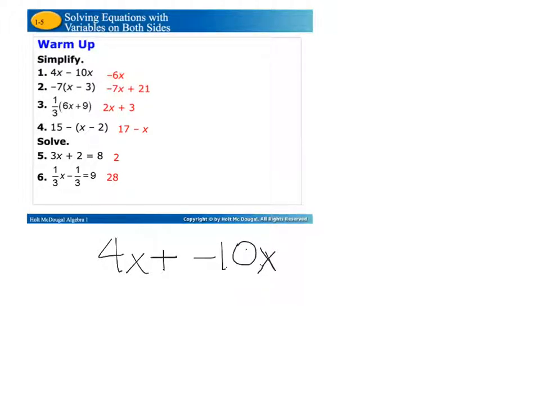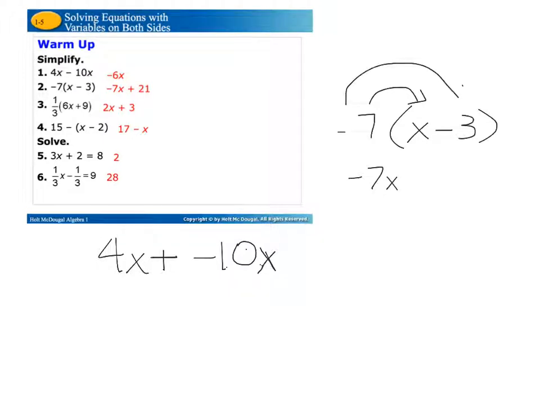On number 2, we're going to apply the distributive property. Notice on this one, when we distribute the negative 7 to the x, we just get negative 7x. But when we go over here to the negative 3, it's a negative times a negative, which causes it to become a positive. So when you're distributing a negative number, and there's a subtraction sign in that parentheses, be careful.